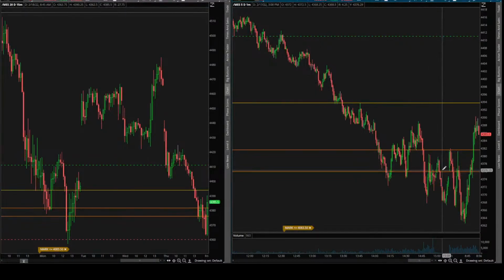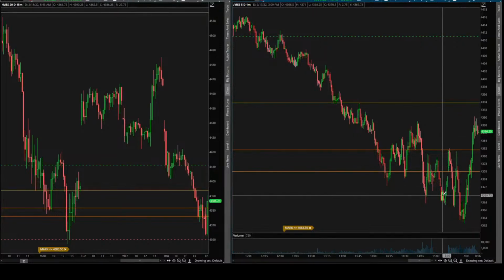Alright, so far we're just kind of back and forth. Wondering if we get a pullback into here and then continue higher. We'll see. But in my mind, this 94 is the first challenge we've got to get above in order to go higher.